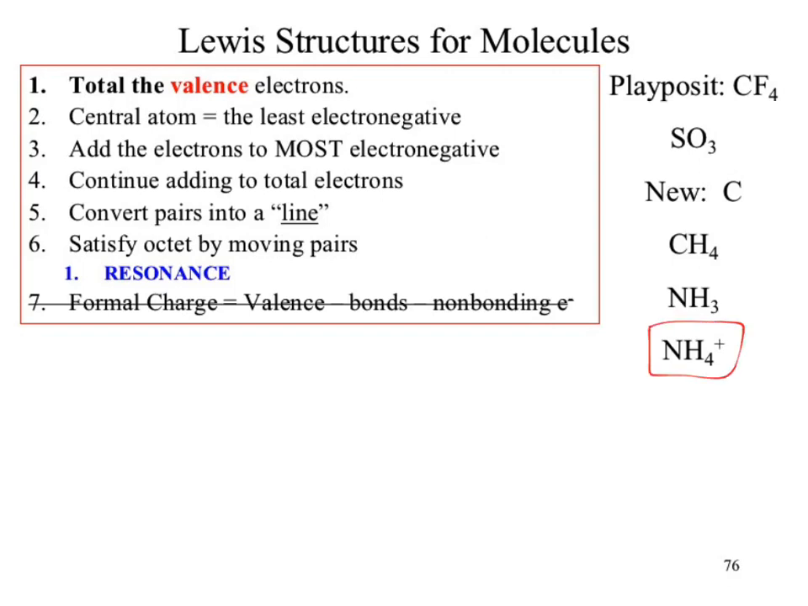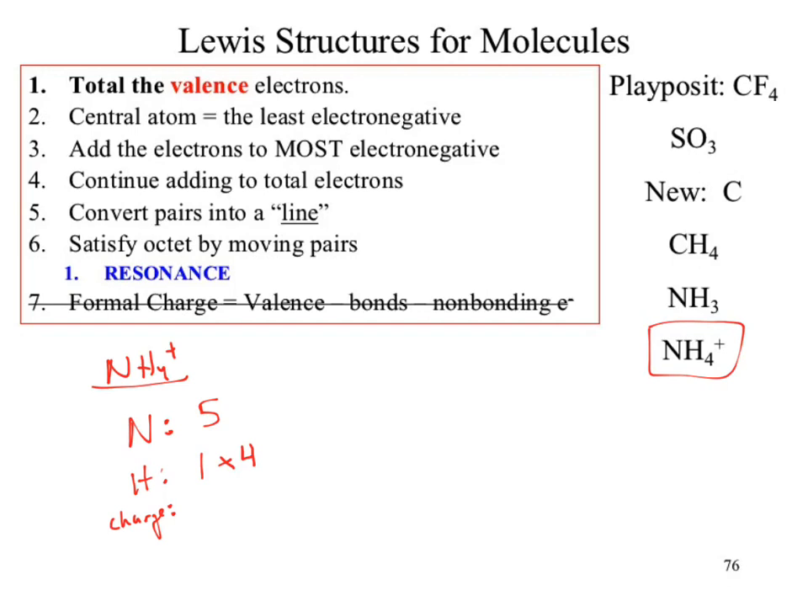How do we do NH4? Assume that nitrogen is the center. Nitrogen, center atom is step 2, but I don't care about step 2. Step 1, valence electrons. Nitrogen has 5. Hydrogen has 1, and I have 4 hydrogens. Do I have a charge? Yeah, so I have to evaluate the charge. I now have a positive charge.